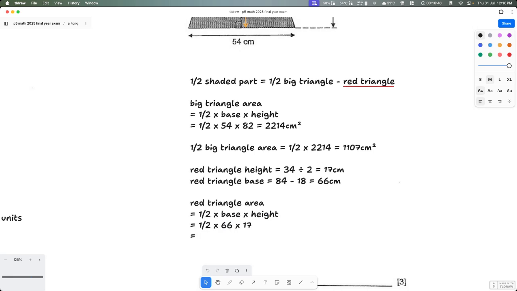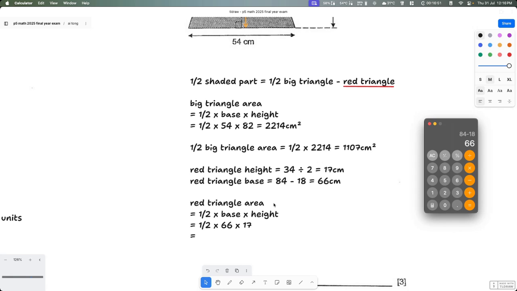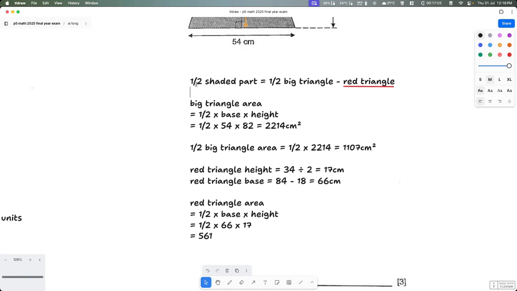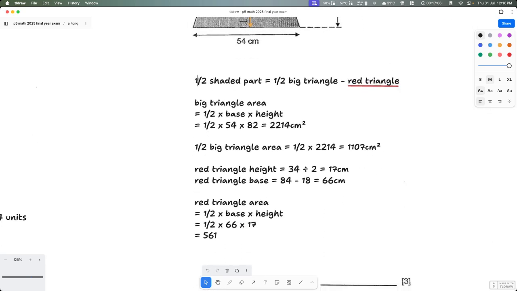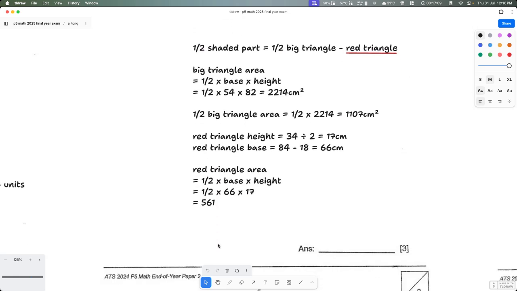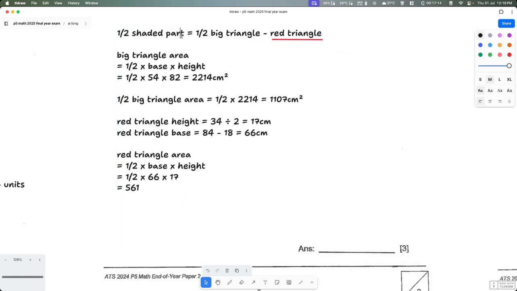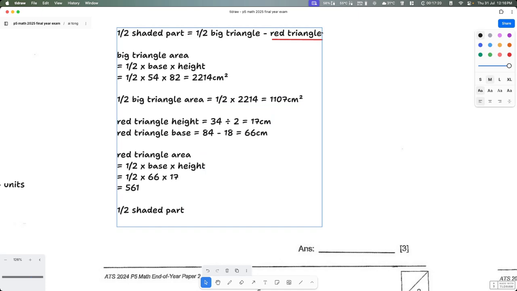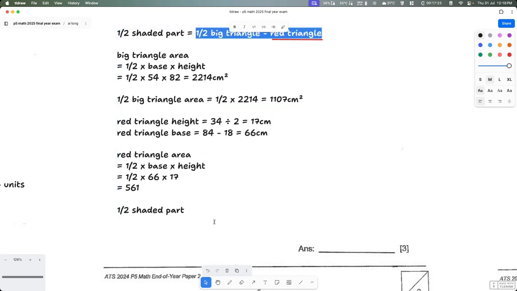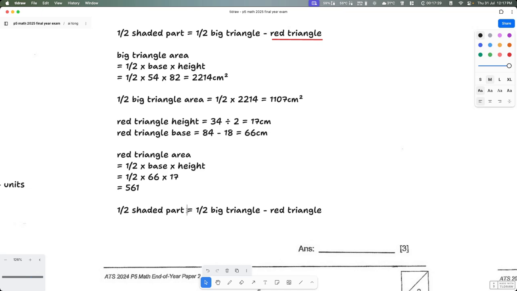So half times 66. Okay, let's use the calculator. 66 multiplied by 17, multiplied by half, which is 0.5. And this will give us 561. So now for the half shaded part, we can just swap in. That's what I see over here. So half shaded part is equal to half big triangle minus red triangle. I'm just going to repeat this so it's easier to understand why we are doing this.